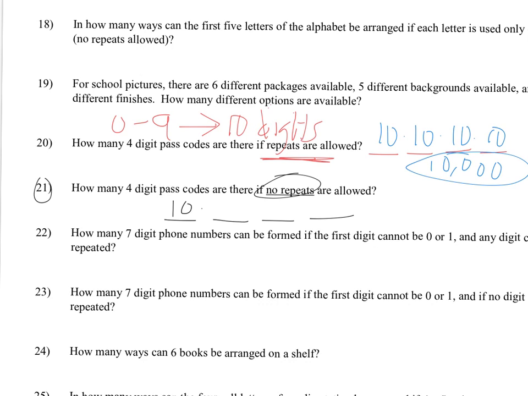Now, once I put a digit in the first spot, if no repeats are allowed for the remaining spots, then there's one less every time. So for the second one, there'd be 9. And once I put a digit in the first spot, and then I put a digit in the second spot, now there's only 8 left for the third spot, and then only 7 left for the fourth spot. And if you take your calculator out, you multiply 10 times 9 times 8 times 7, you should get 5,040 possible passcodes with no repeats allowed.